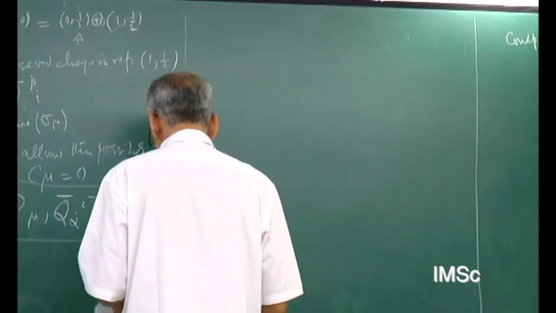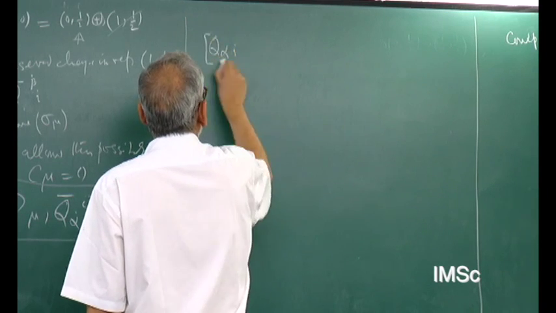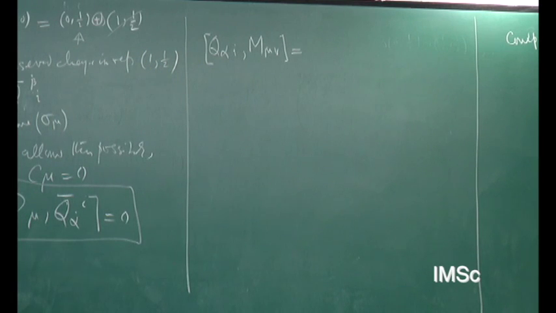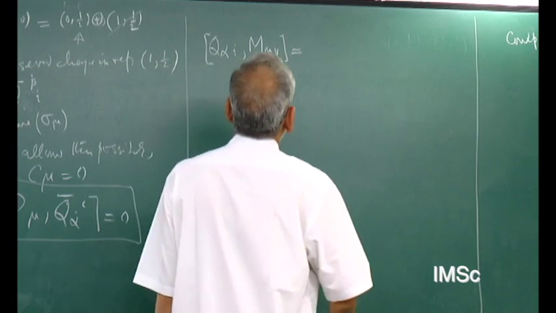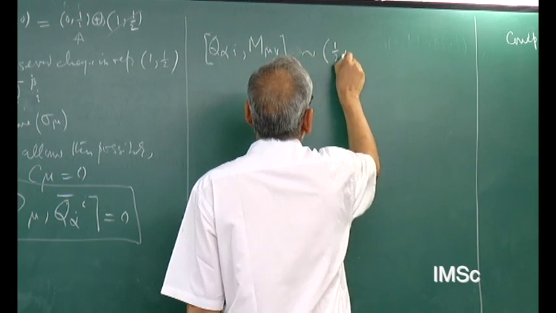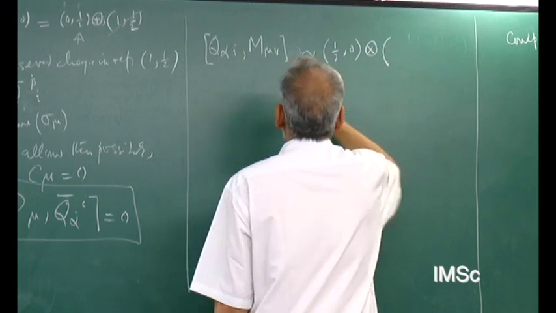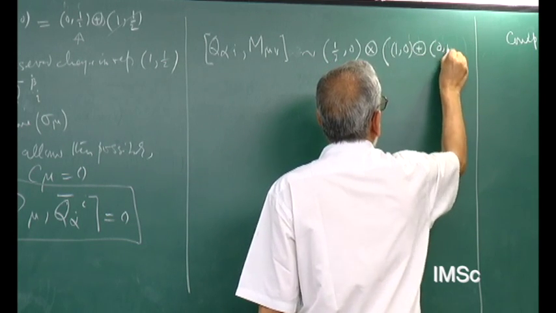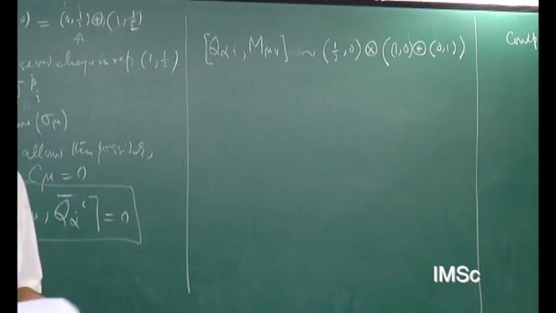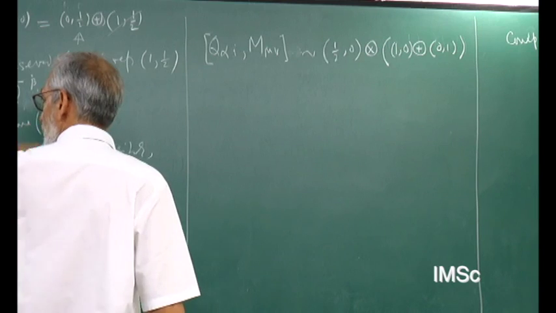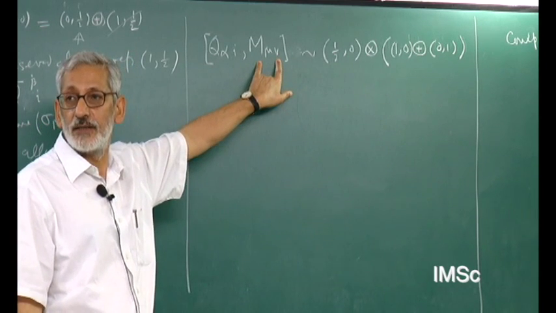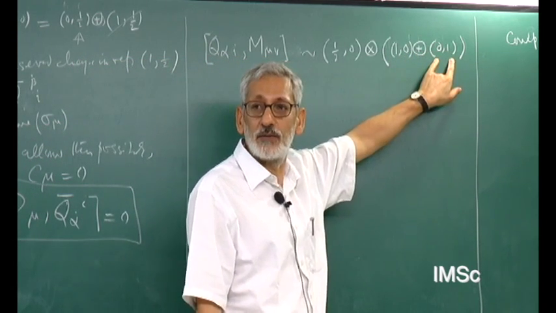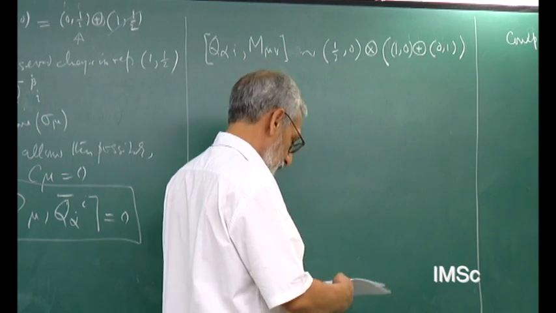Next, let's try to fix the commutator of Q alpha I with M mu nu, the Lorentz generators. And use the same argument. Q is half-zero. The self-dual part of M is 1, 0, and the anti-self-dual part is 0, 1. M mu nu, as we discussed, is made of a self-dual part and an anti-self-dual part. So M mu nu is a reducible representation. The self-dual part lives in 1, 0, and the anti-self-dual part lives in 0, 1. And let's do this algebra now.